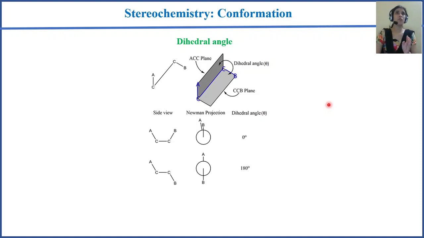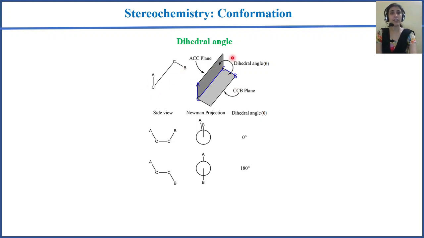Now, consider one copy, folded like this. This is a plane, and this is another plane. The angle between these two planes, this one, is known as the dihedral angle. Similarly here, this is a plane and this is another plane. The angle between these two planes is the dihedral angle.